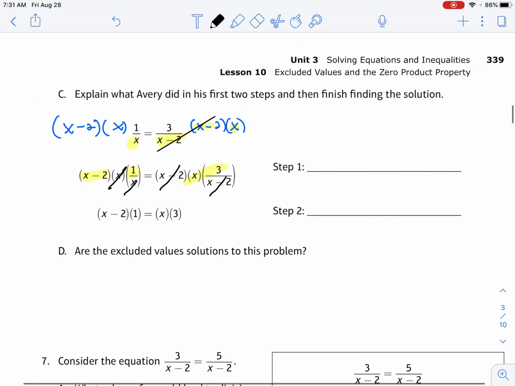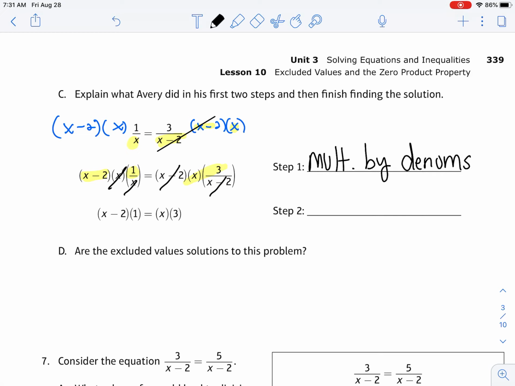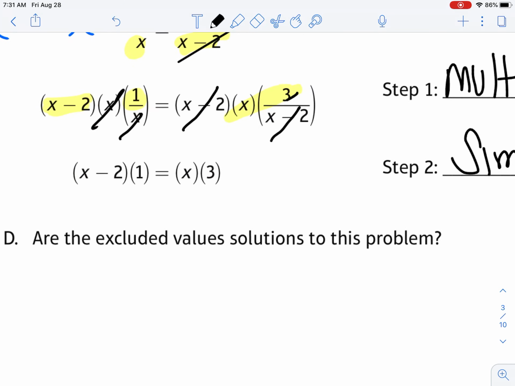So step 1, we could just say multiply by denominators. Okay, step 2, we simplify. So we multiply through to get the 3x, so we're just going to say simplify. So we get, like we said, we had 3x, so there's your 3x, which would be here. And then 1 times anything is itself, so that's what we're left with.